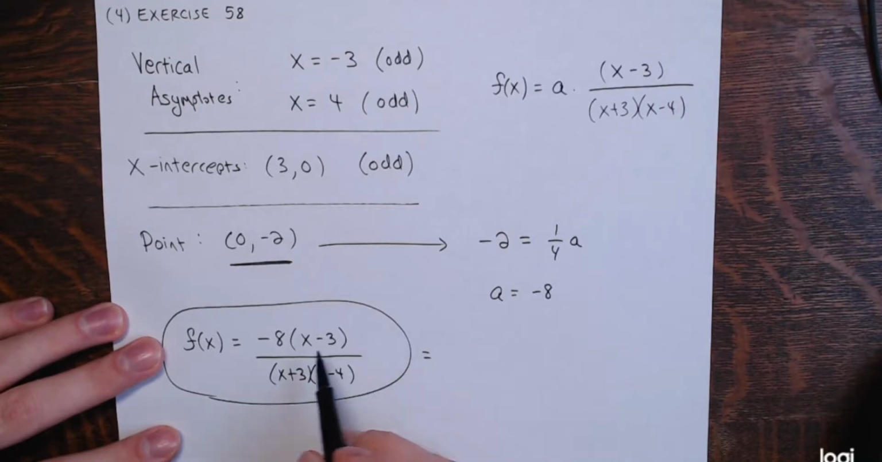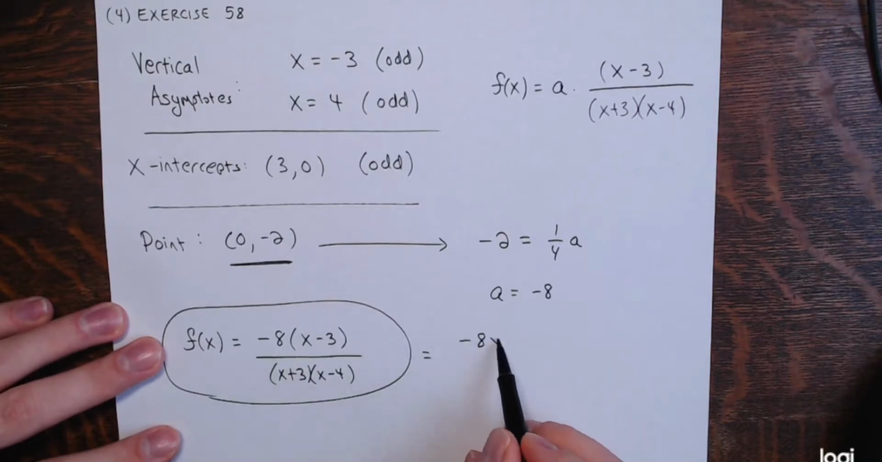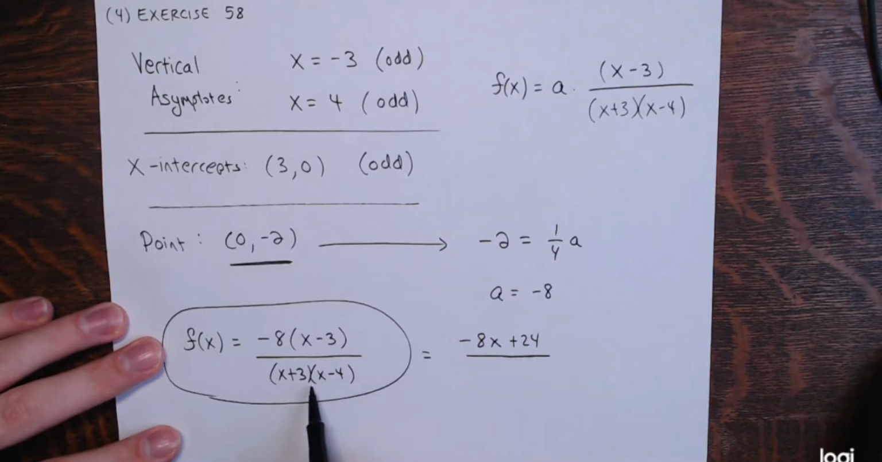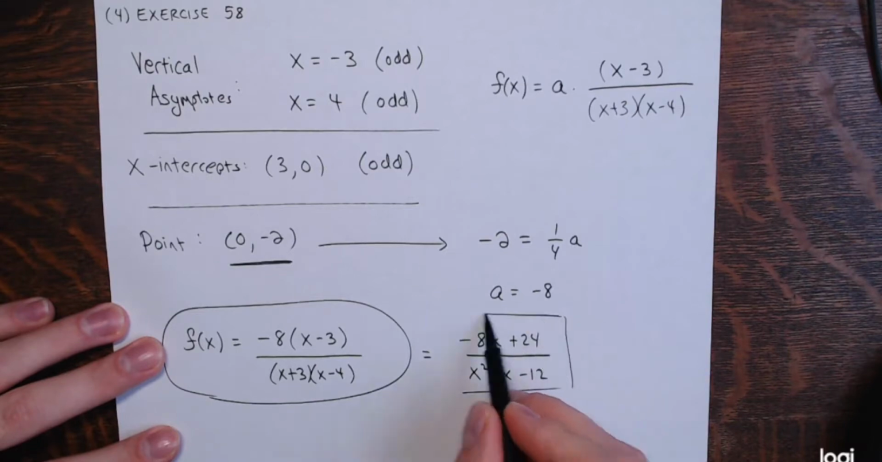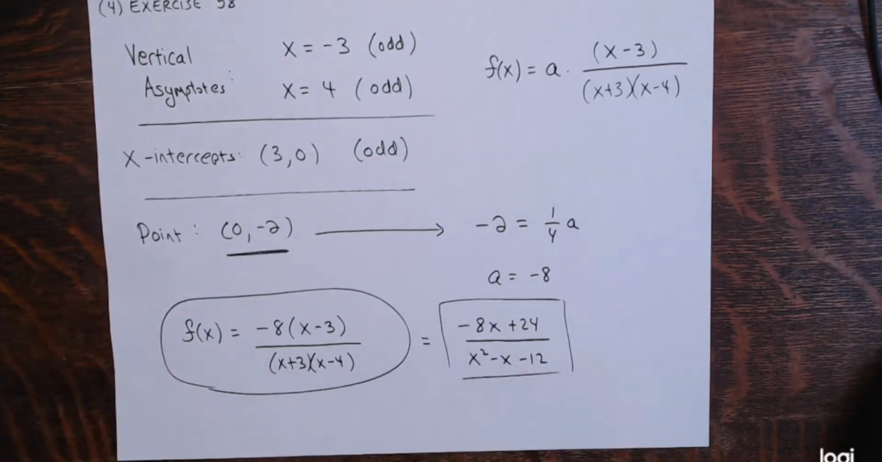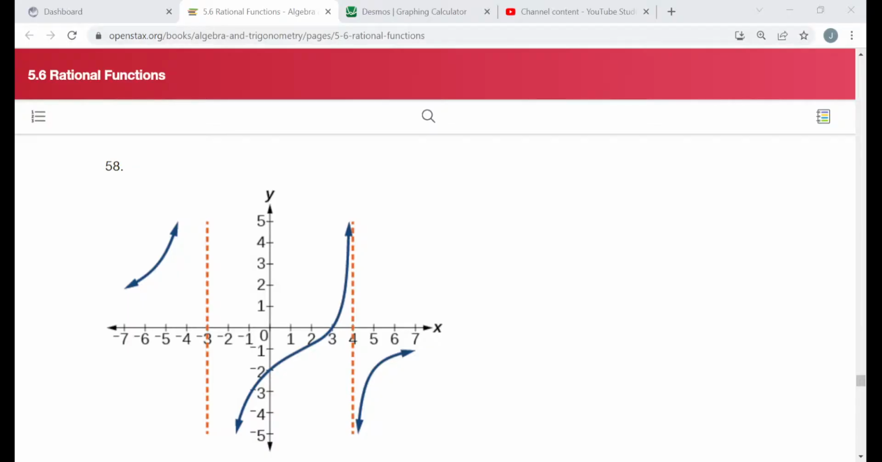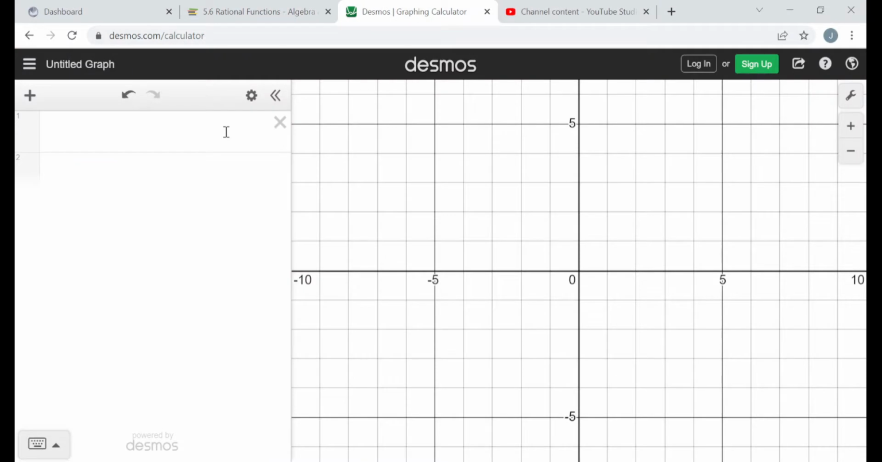And if you want to multiply these out, you can have that be negative 8x plus 24 in the numerator. And then multiplying these two in the denominator, we get x squared minus x minus 12. This is the same thing. And I'll enter that, and we're going to see the same graph. We're going to see that graph is the exact same as this one here. So I'm going to go to the Desmos site. We'll check it out.